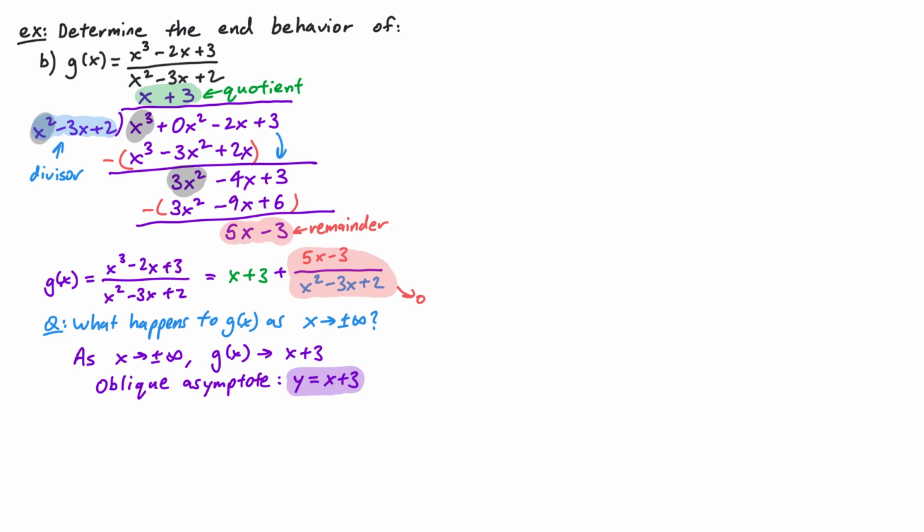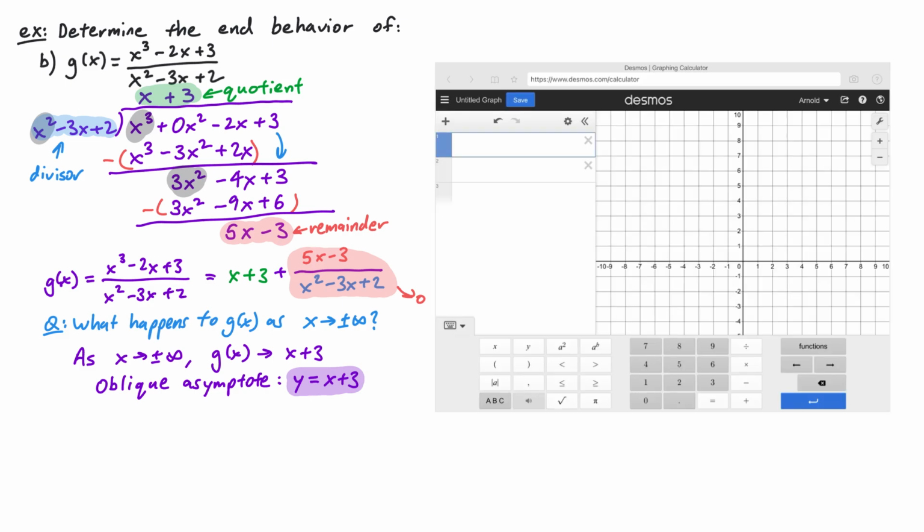Let's take a look at the graph to confirm our findings. So first, let's type in our rational function g of x. We have x cubed minus 2x plus 3, all divided by x squared minus 3x plus 2.